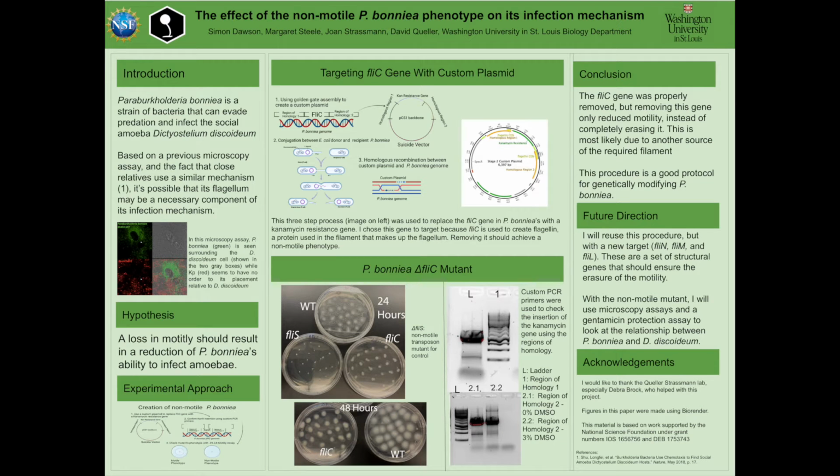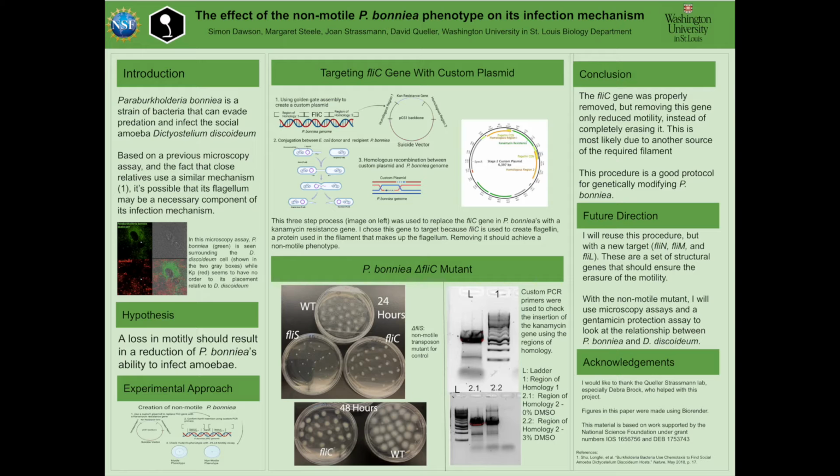For the past 2 semesters, I've been working with the bacteria strain Parabolidaria banya. This bacteria is commonly found with the social amoeba Dictyostelium discoideum, and within this relationship, banya is inedible and able to infect D. discoideum. Not much is known about P. banya's infection mechanism, but based on the microscopy assay shown in the bottom of the introduction section, where banya seems to aggregate around the D. discoideum cell, it's possible that the flagellum is a necessary part of its infection mechanism.